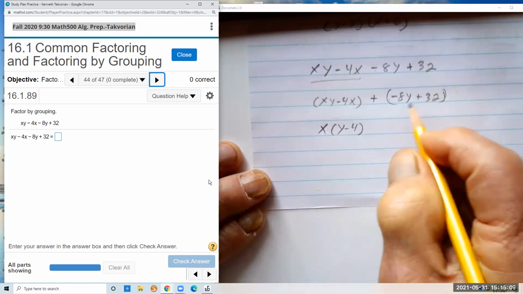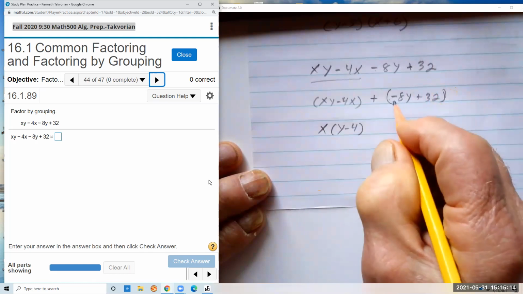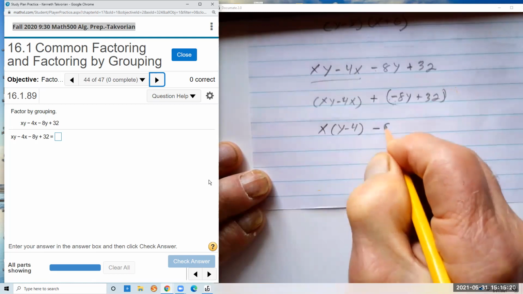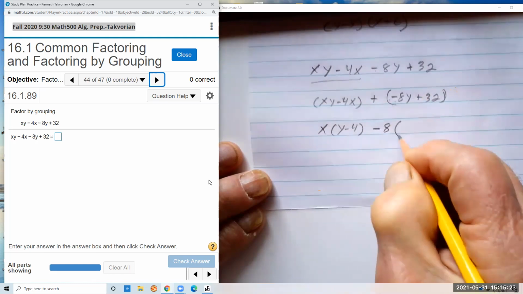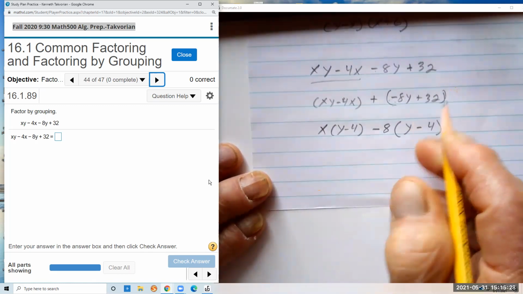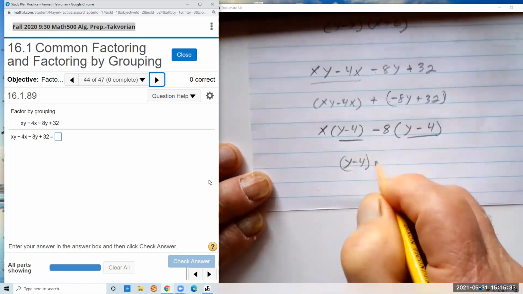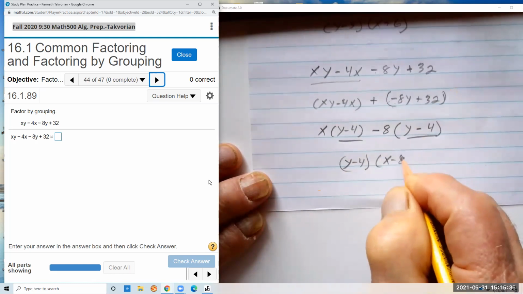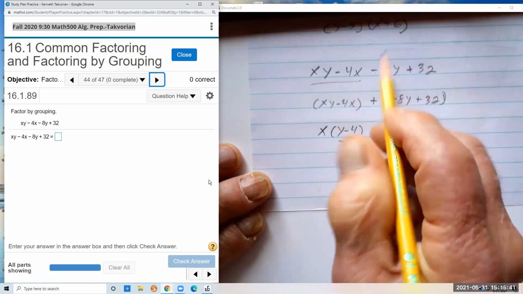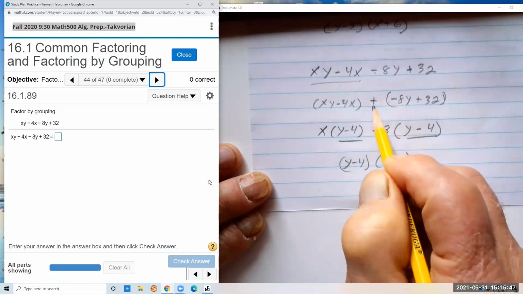And now we want to see if we can get a y minus 4. And the only way we're going to do that is extract a minus sign from both these terms. So let's pull out a minus 8, not a plus 8, but a minus 8. And I'm left with y minus 4. And now we have a common group, which is y minus 4 in parentheses, and we're left with x minus 8. Most important when you're separating the 4 terms into 2 pairs, the sign is attached to the term and the quantities are separated by a plus sign.